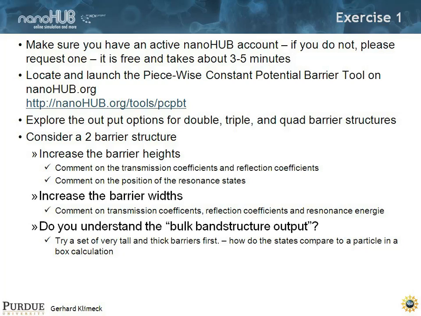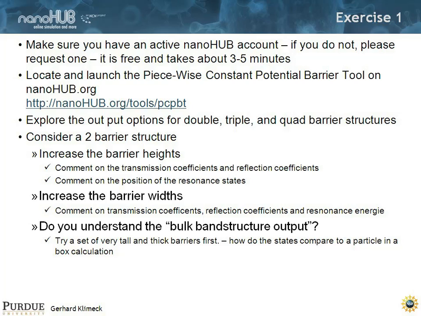So what I prepared is this. Number one, make sure you have an active account on NanoHub and let me know what that login is. Locate the piecewise constant potential barrier tool. It's a great acronym, PCPBT. Okay, so maybe write down nanohub.org/tools/PCPBT. And play with it a little bit for double, triple, and quad barrier structures.